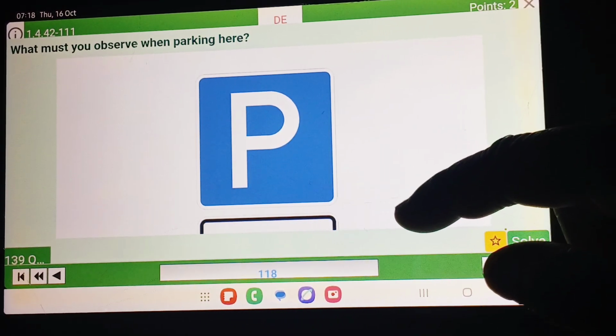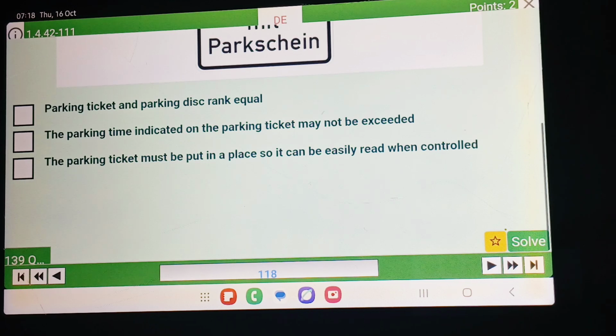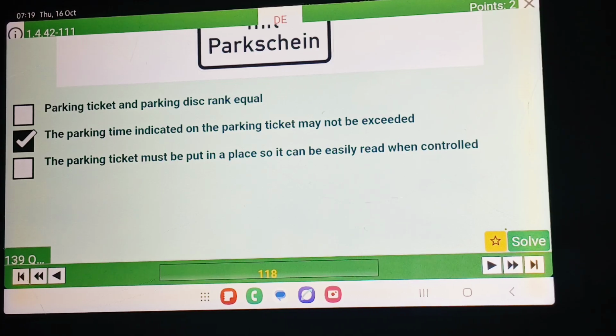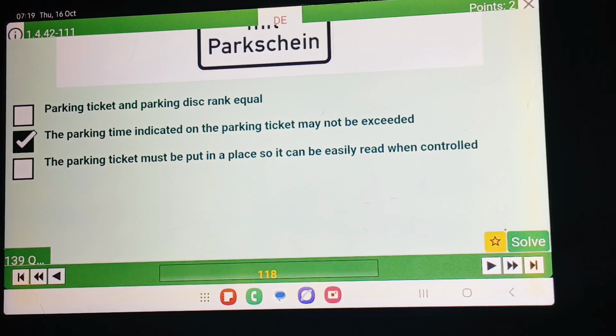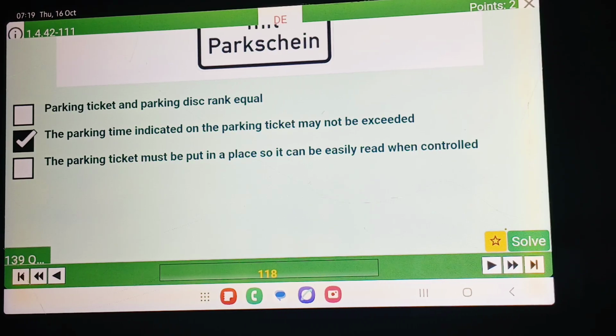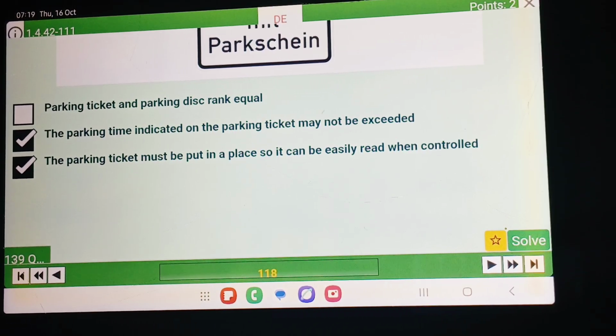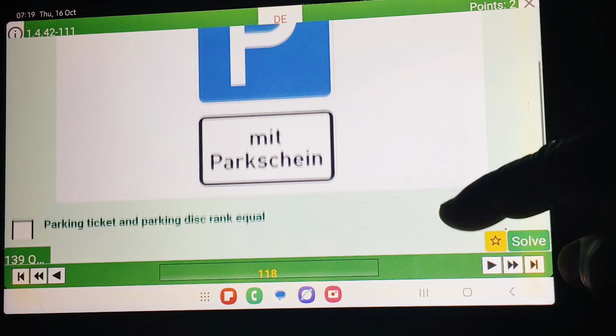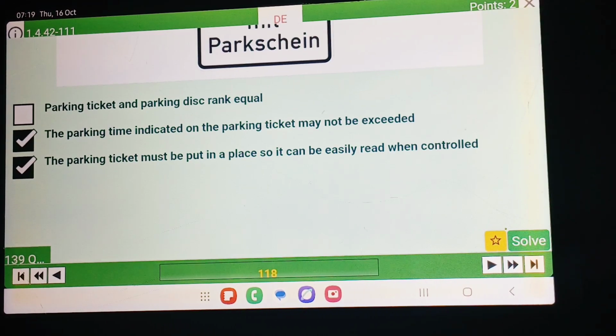What must you observe when parking here? Are parking tickets and parking discs the same? No, they are not the same. The parking time indicated on the parking ticket must not be exceeded. Yes, don't stay more than your time. The parking ticket must be placed so it can be easily read when controlled. Yes, put it in front of your windscreen inside your car so that in case controllers are coming, they can easily control your vehicle and see the ticket.